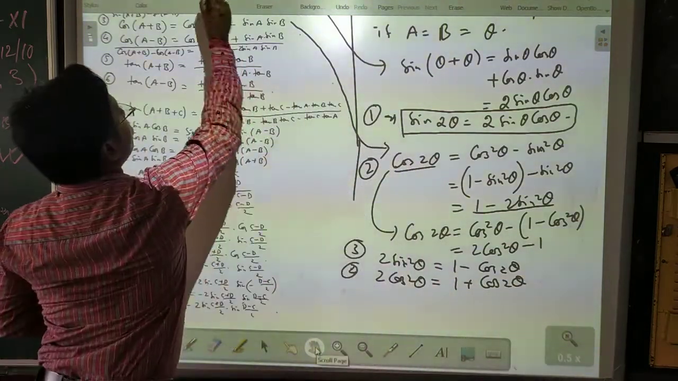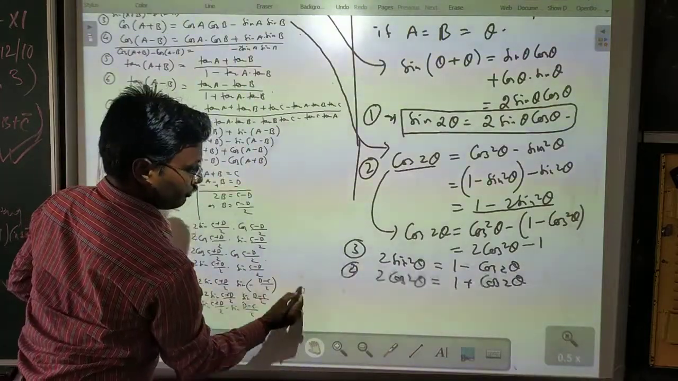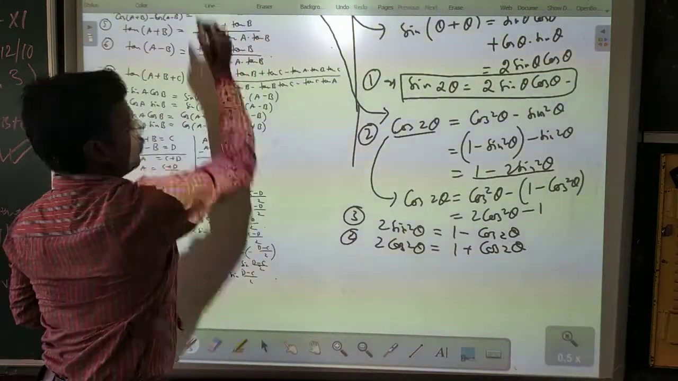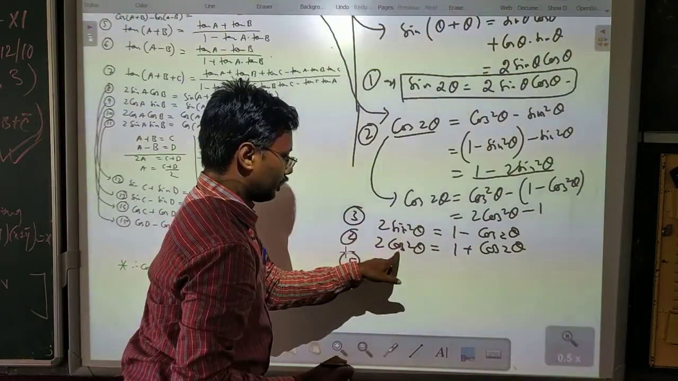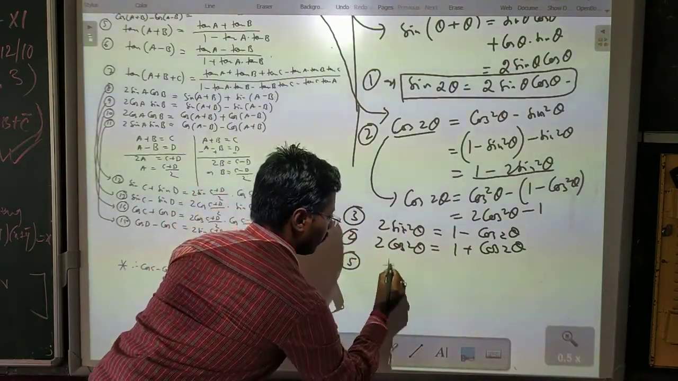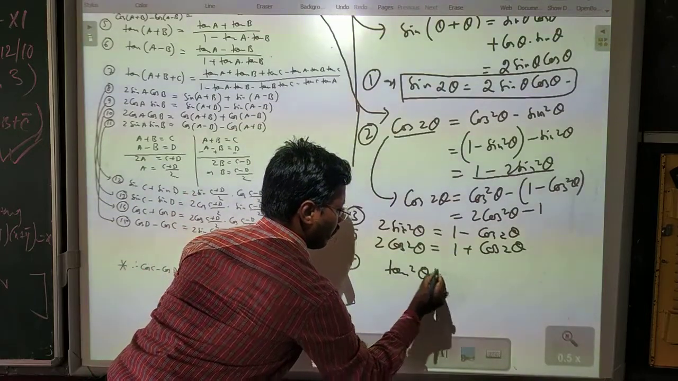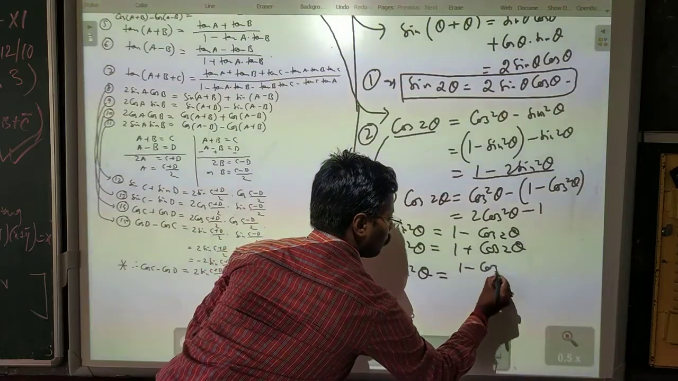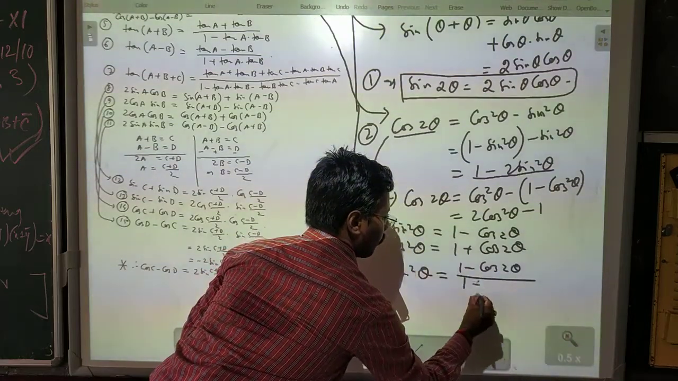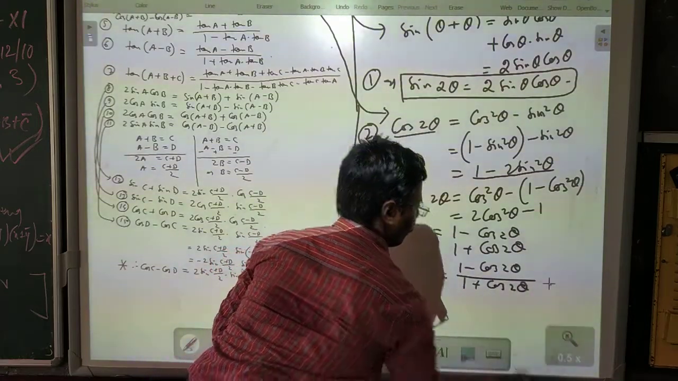Now dividing 2 sin square theta and 2 cos square theta, we get tan square theta is equal to 1 minus cos 2 theta upon 1 plus cos 2 theta.